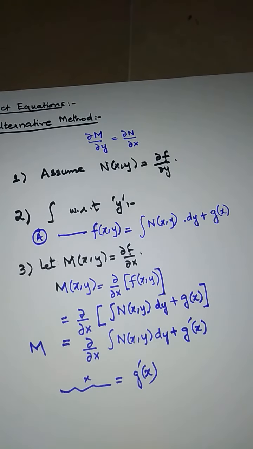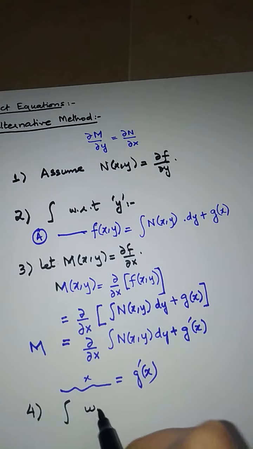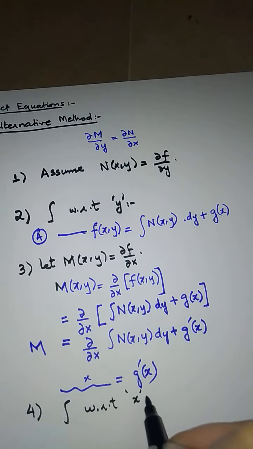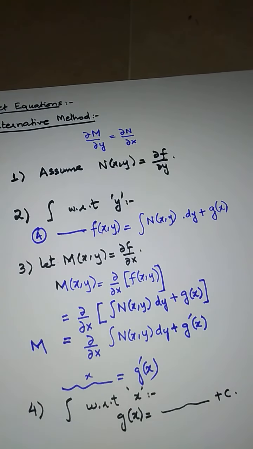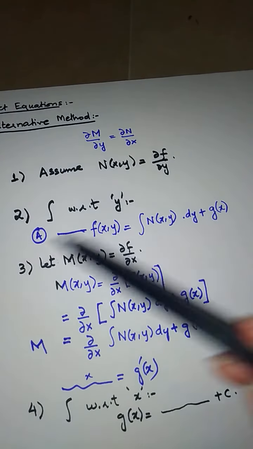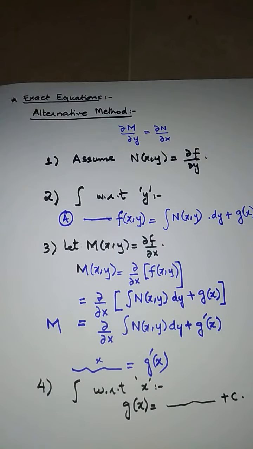So in the last step, we integrate this function with respect to x to get g(x) plus c, and then replace this g(x) in equation A, and we get the solution f(x,y) equals c. So that is the alternative method for the exact equation.